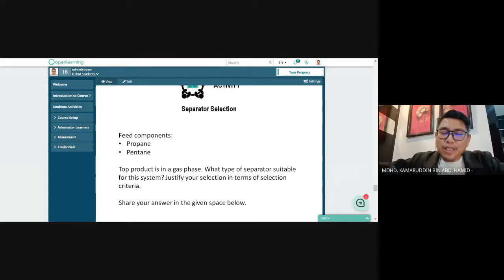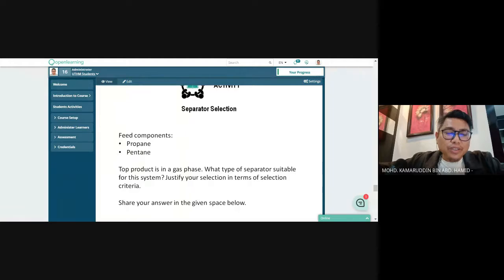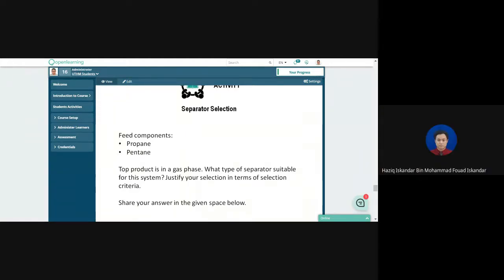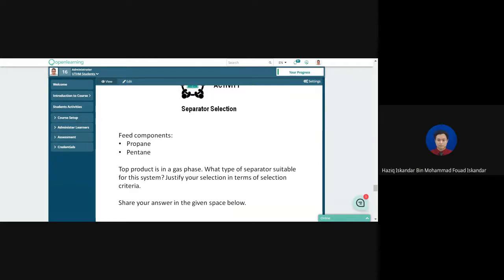Propane tu selepas dia lalu condenser dia jadi apa? Apa fasa dia lepas lalu condenser? Liquid. Tengok condition apa yang kita nak. Oh, sorry. Baca balik tu. Sorry. Tak. So boleh pakai distillation column tak? Tak. Okay, thank you Zik. Sorry, tak baca soalan tu.